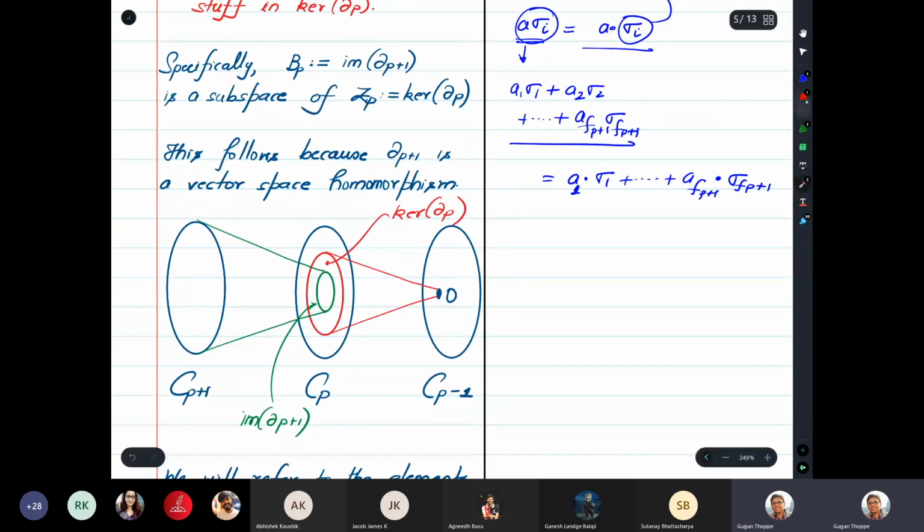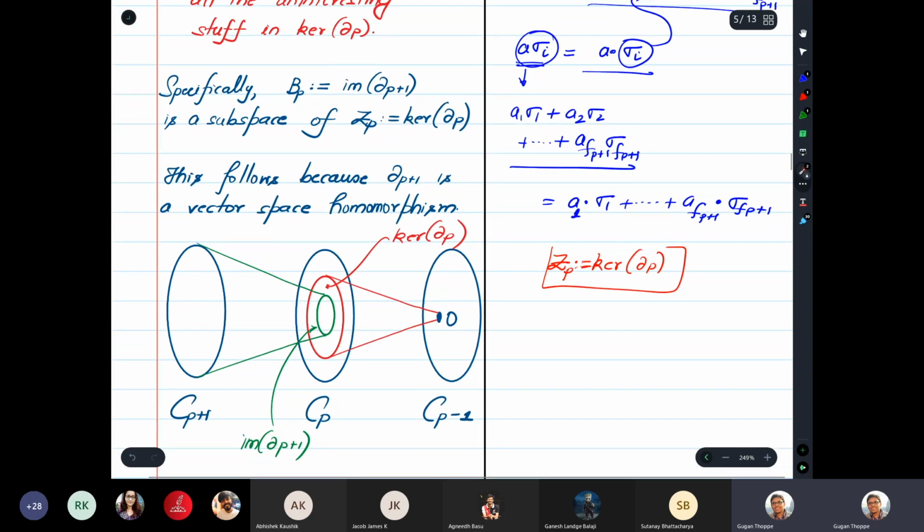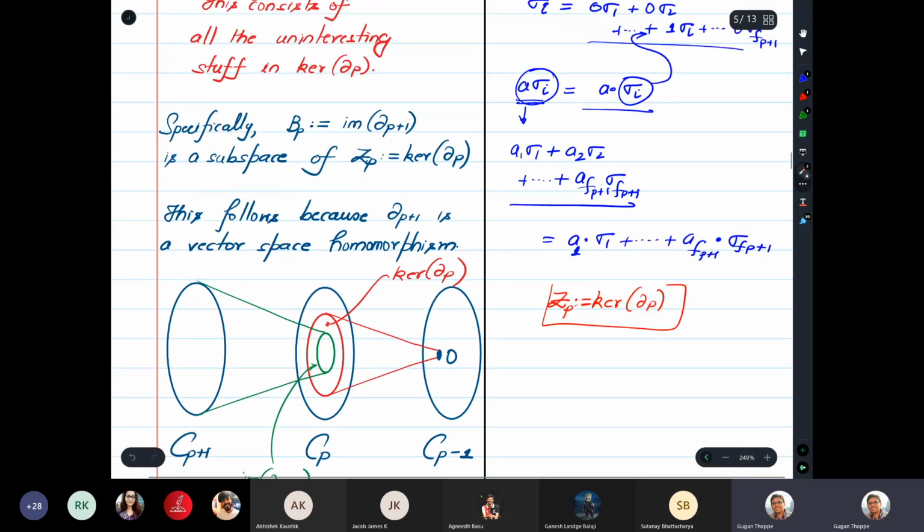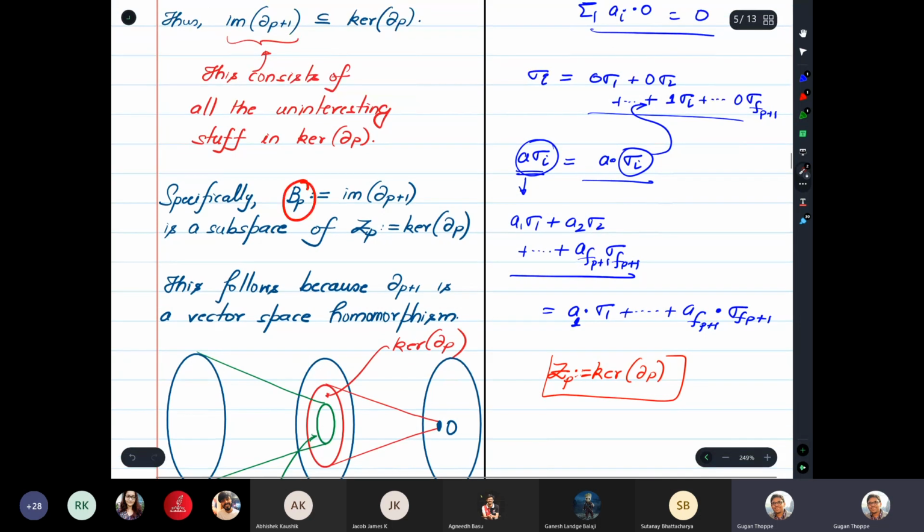So if you recall, we gave a special symbol to the kernel of daba p, right? So we said that we will use this symbol z subscript p to denote the kernel of daba p. Similarly, we will give a special notation for the image of daba p plus 1, right? So the image of daba p plus 1 we will denote as bp, B subscript p, and the b is used to denote boundary. And we will refer to the elements of this bp, which is the image of daba p plus 1, as a p boundary, right?